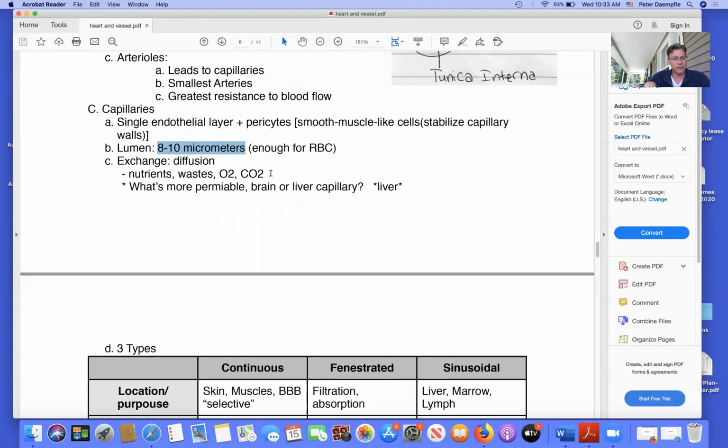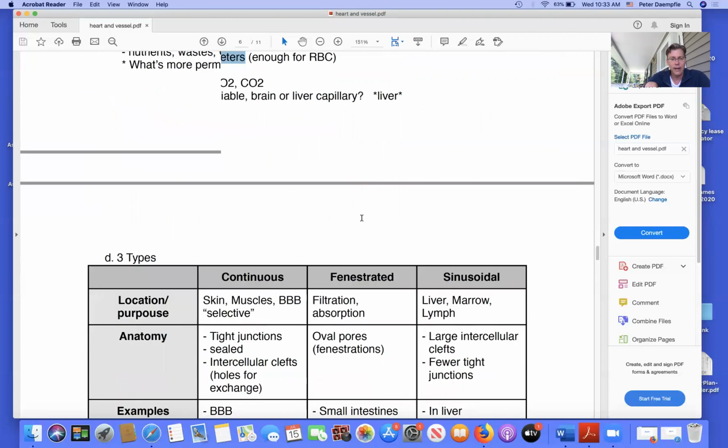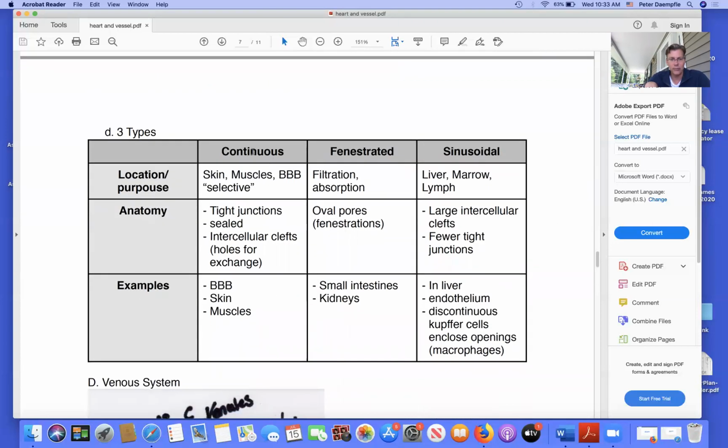And capillaries have to be able to bathe all parts of the body, all cells of the body, or else they will die. And I might say, what's more permeable, a brain or a liver capillary? The answer is liver. So one capillary does not fit all. One size does not fit all. Different capillaries for different regions. So that's why we're talking about here the different types of capillaries.